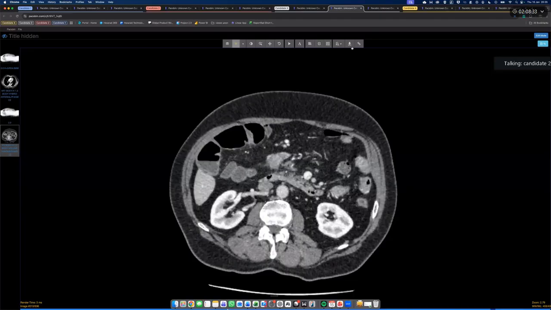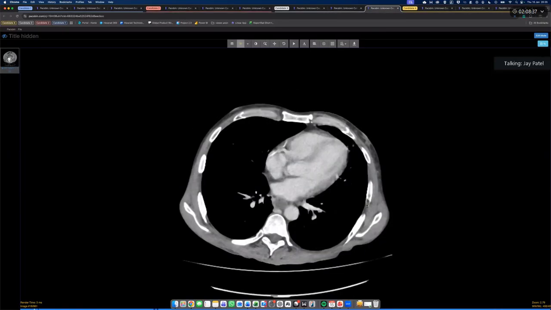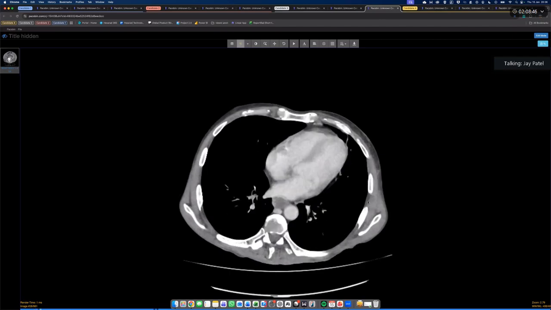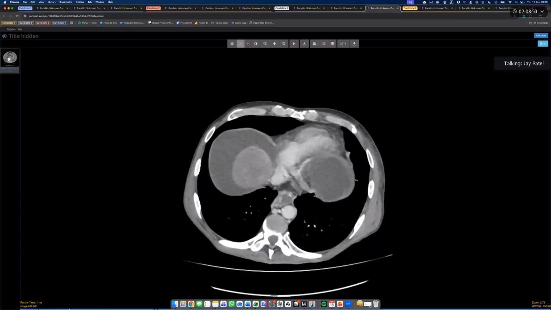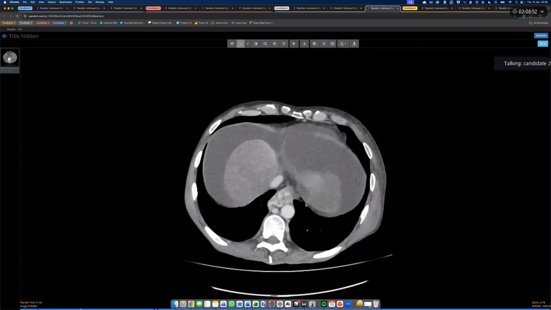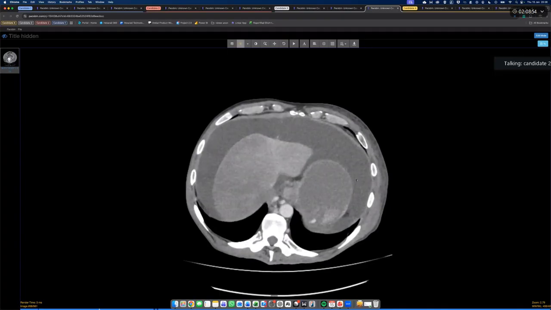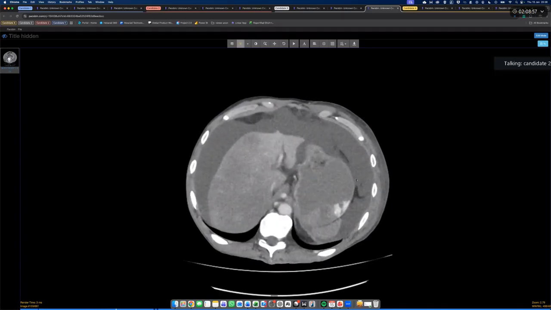Okay. Last case. This is an urgent inpatient scan. The patient has known cirrhosis and is rapidly dropping their hemoglobin. Query cause. So this is a CT abdomen and pelvis in portovenous phase.